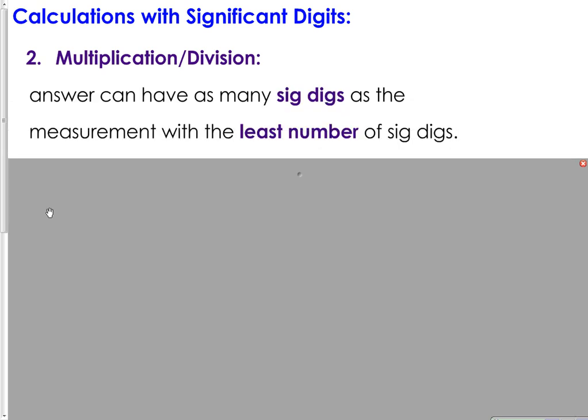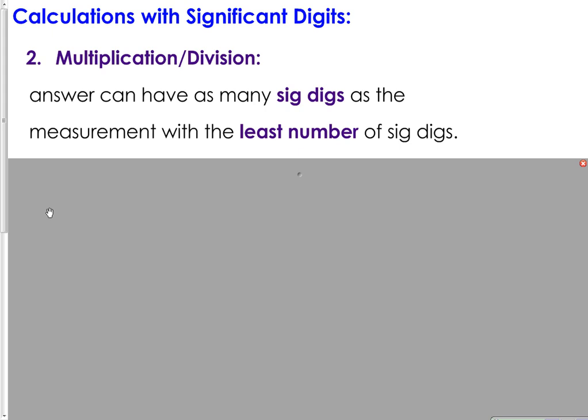This video is for Chapter 2. It's learning how to do calculations with significant digits, and this time we're going to show you how to multiply or divide numbers. So, in this rule, your answer can have as many significant digits as the measurement that had the least number of sigdigs.